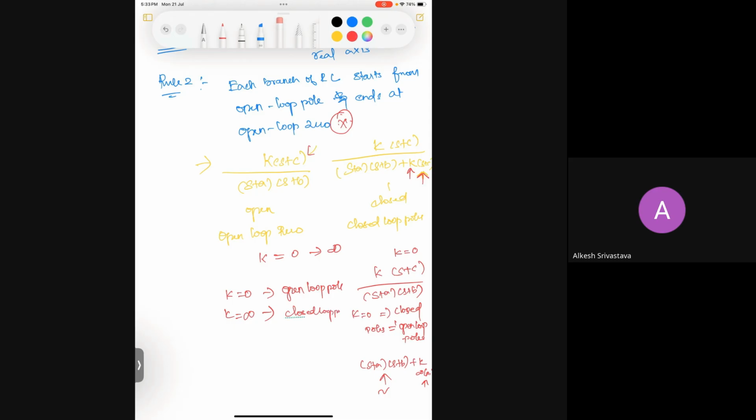Or in other terms, what I can say is open loop zeros have more weightage than open loop poles. That's why when it is starting from 0, it is on open loop poles. When it goes to infinity, it ends at open loop zeros. So can you make this by heart now, intuitively, why it is starting from open loop poles and ends in open loop zeros?